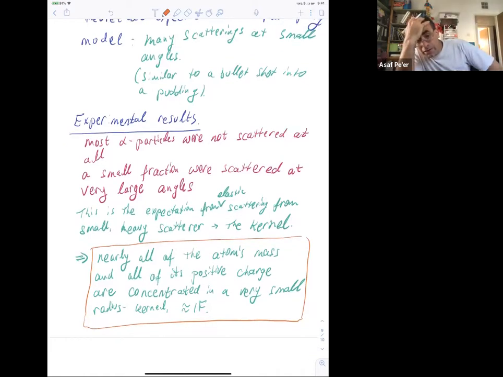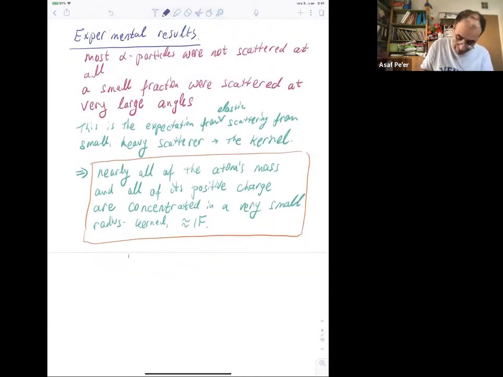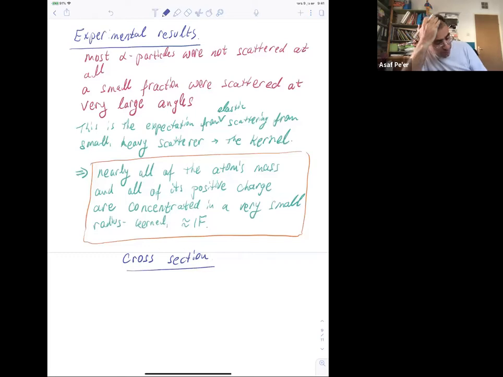Of course, to get to this conclusion, one needs to understand the probability of scattering as a function of angle. This is the important thing here. Okay. Now that naturally leads us to the concept of a cross-section. So the cross-section is a way of quantifying experimental scattering experiments.